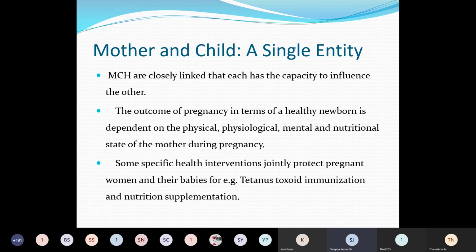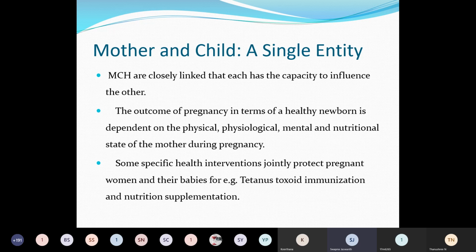If you look at the outcome of pregnancy in terms of a healthy newborn, it totally depends on the mother's health. If the mother is healthy, you can expect to have a healthy child most of the time. It depends on the mother's physical, psychological, mental, and nutritional status during the pregnancy and much before that, that is during the adolescence itself. If they are healthy during adolescence, they continue to be healthy during their pregnancy also. So it is very important to keep in mind the health of the mother if you want a healthy child in the future.